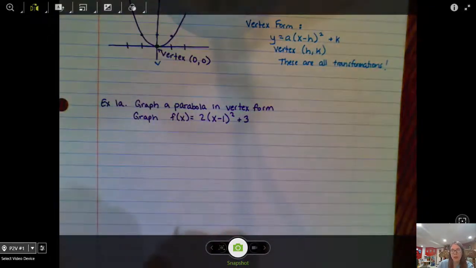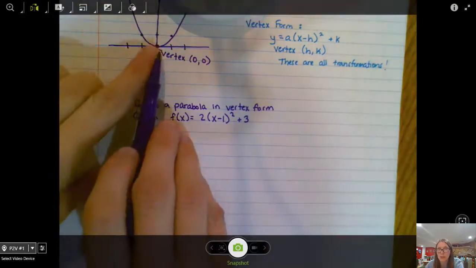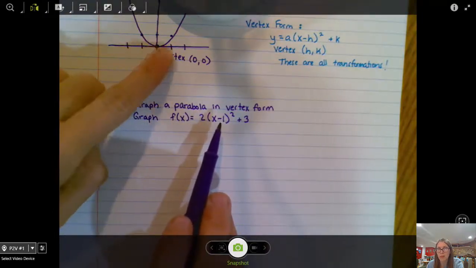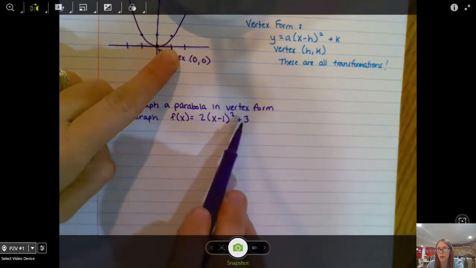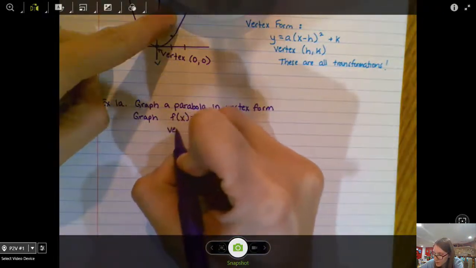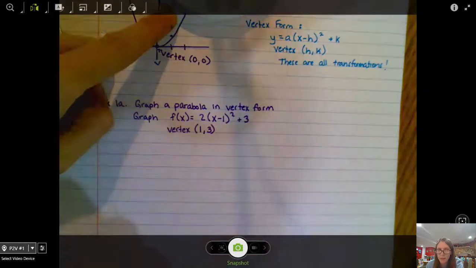And the first thing that we should think about when we are getting ready to graph this parabola in vertex form is where our vertex is going to be. Well, let's think transformations for a second. Normally, our parent function, our vertex, is at 0, 0. This minus 1 is going to move our graph to the right one. And then we have our vertical stretch, and then we move our graph up 3. So our vertex is at the point 1, 3.